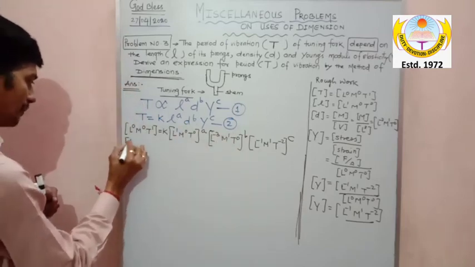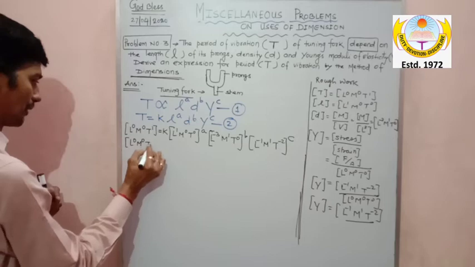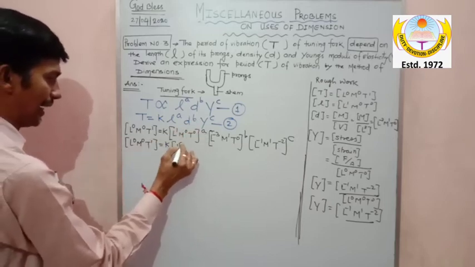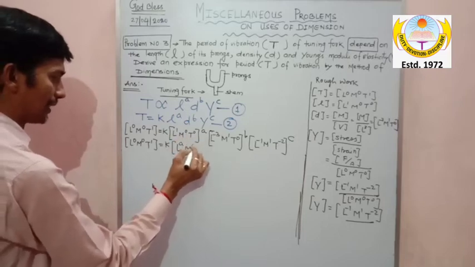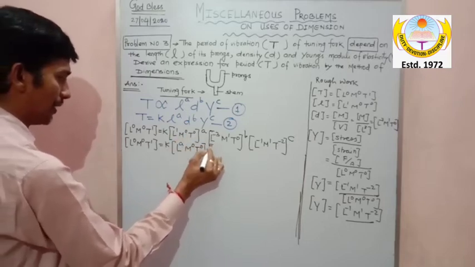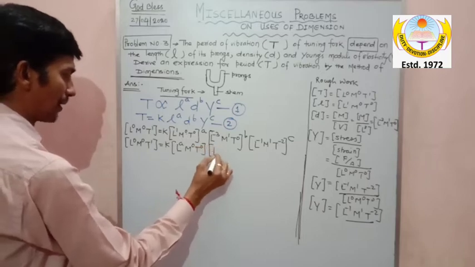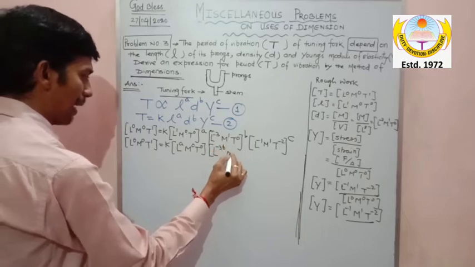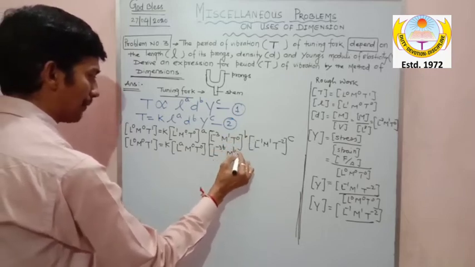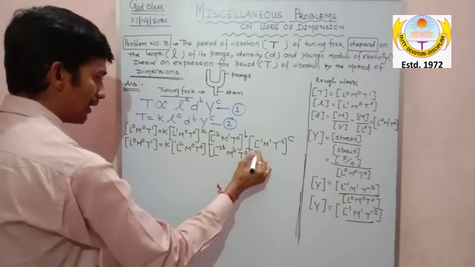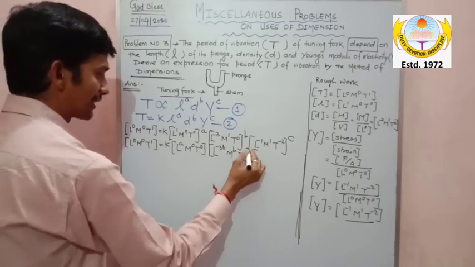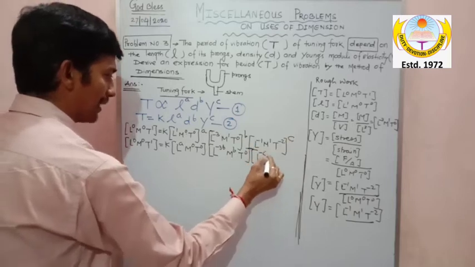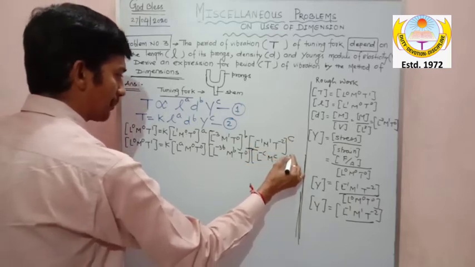Now here the next step, this is L power 0, M power 0, T power 1 is equal to K. This is L power 1 into A, M power 0 into A 0, T power 0 into A 0. Now next step, this is L power minus 3 into B, that is minus 3B, M power 1 into B is M power B and T power 0. Now in the next step, my dear, this is L power minus 1 into C, L power minus C, M power C and T power minus 2C.